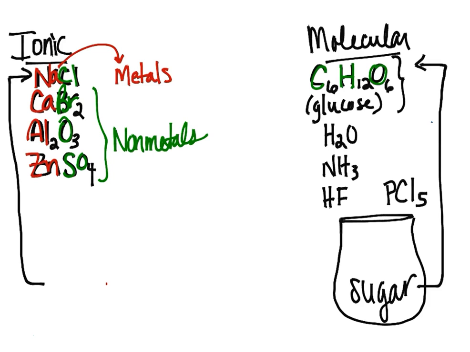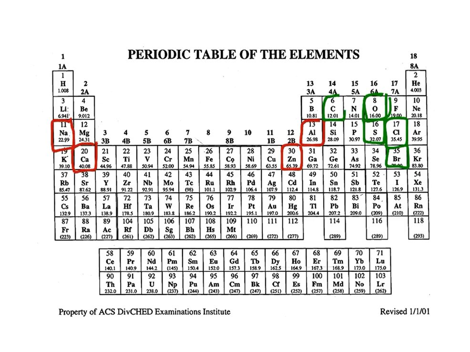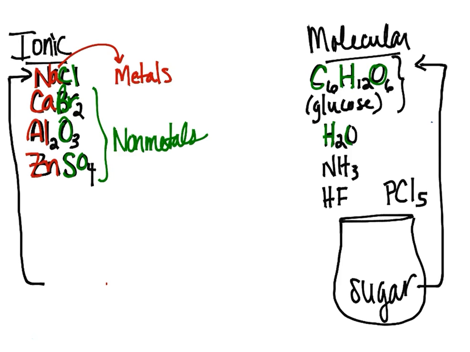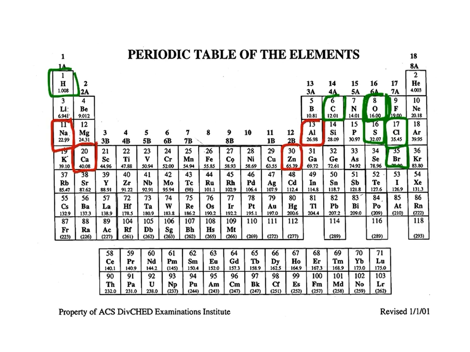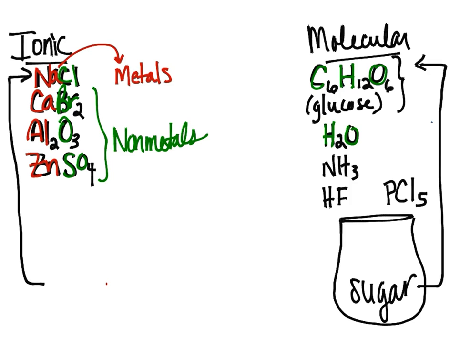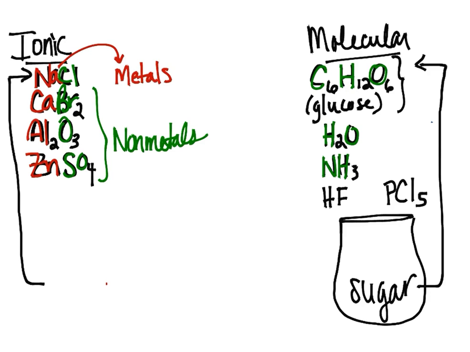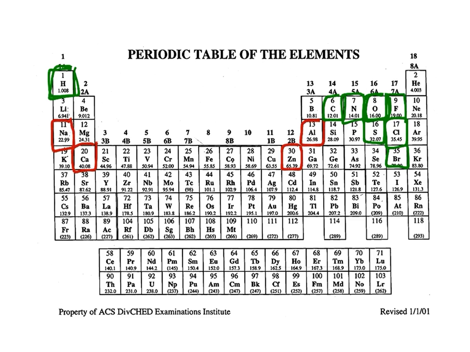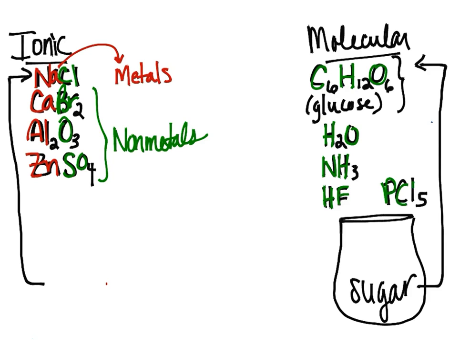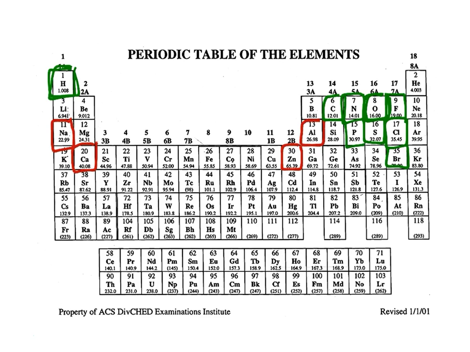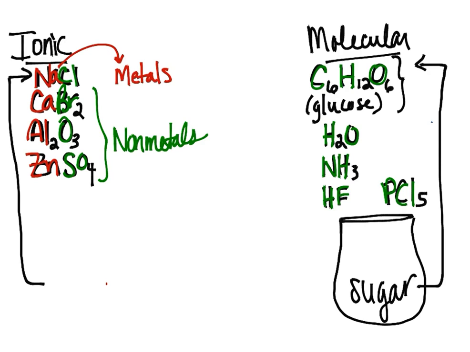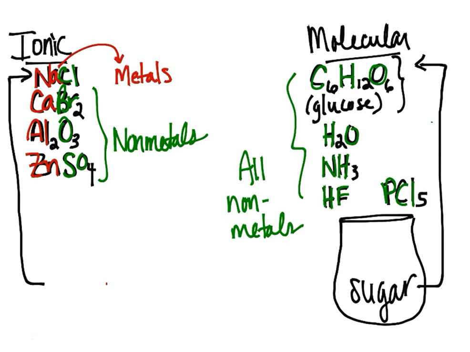Molecular compounds, if we look at these, we have carbon, hydrogen, and oxygen. Carbon is here, hydrogen is over here, and oxygen is there. H2O is composed of hydrogen and oxygen, which are here and here. NH3, ammonia, is comprised of nitrogen, which is here, and hydrogen, which is over there. Hydrogen fluoride, hydrogen we've looked at many times, and fluorine is here. PCl5, we see phosphorus below nitrogen here, and chlorine we've already looked at here. But the point of all this is that these are all nonmetals, and so molecular compounds tend to be composed of only nonmetals.